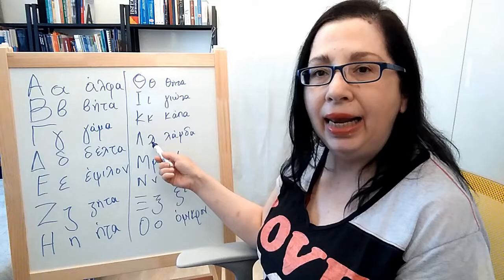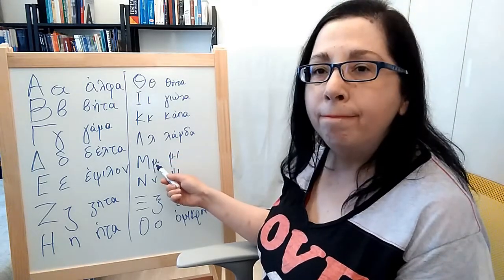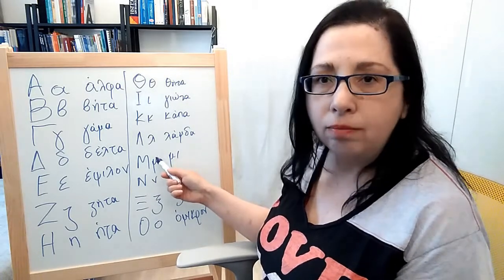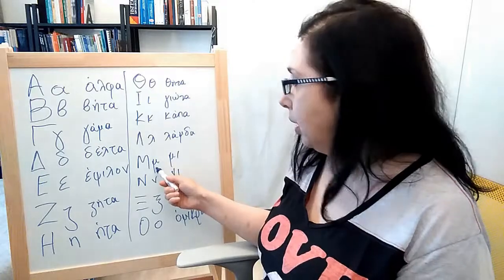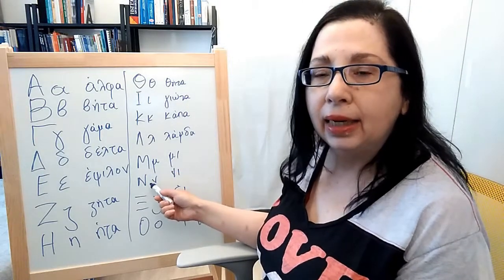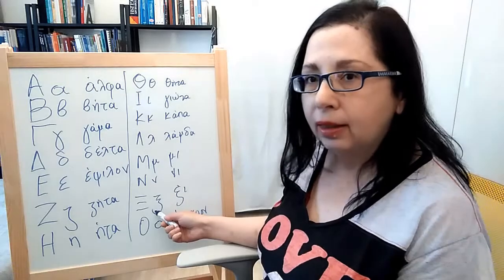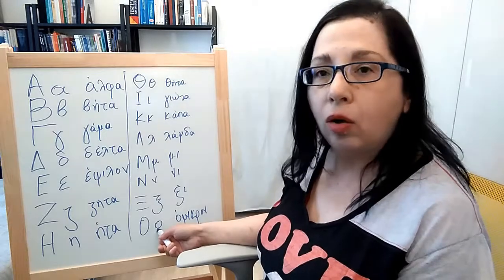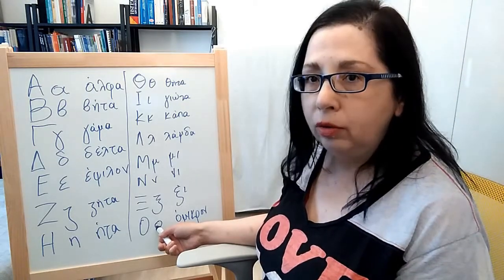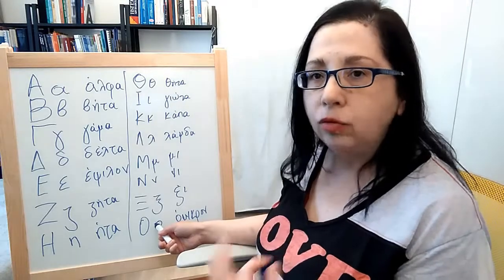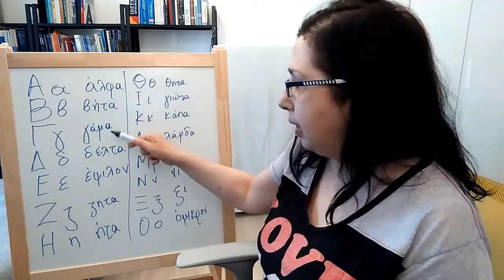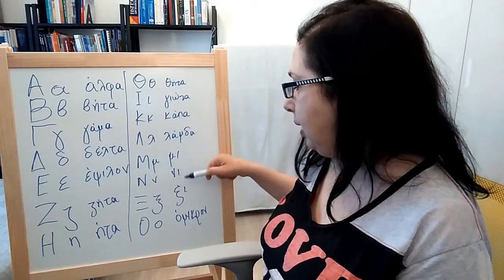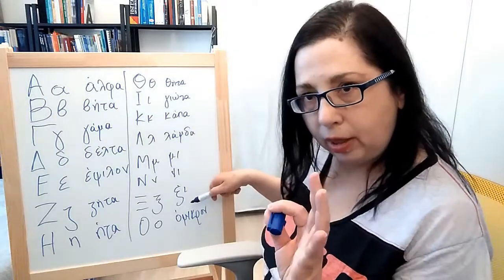Lambda, L, L. Mi, okay, like the cow. I think. So ni, xi, X, X, X, and omicron, the sound O. So we have alpha, beta, gamma, delta, epsilon, zeta, eta, theta, iota, kappa, lambda, mi, ni, xi, omicron. So far, we have more.